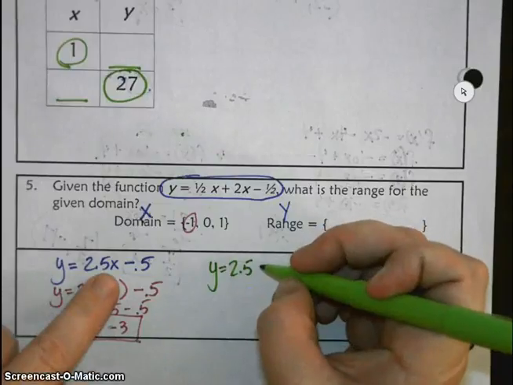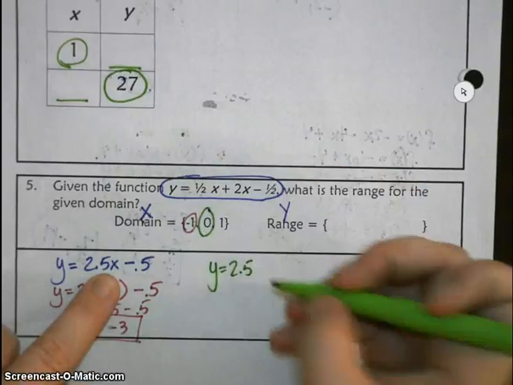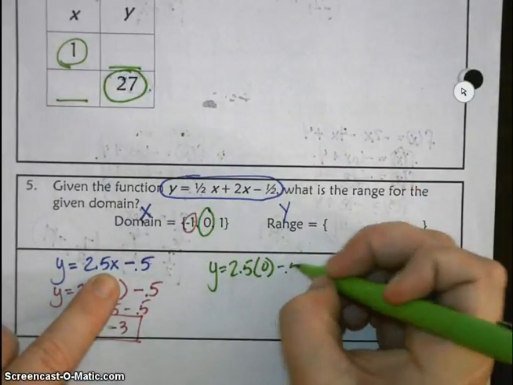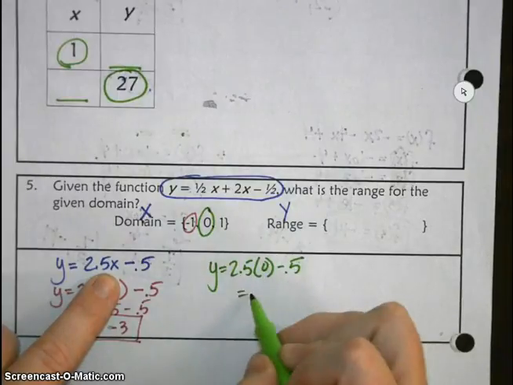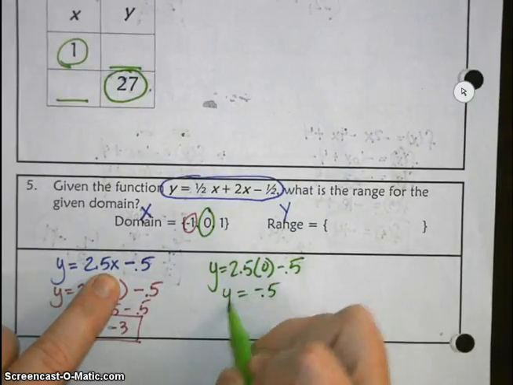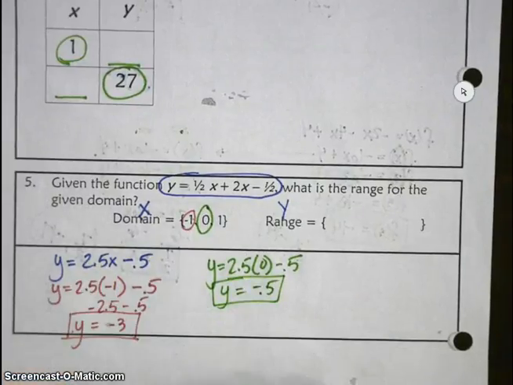So here, y equals 2.5. Instead of x this time, I'm going to put a 0. So times 0 minus 0.5. Anything times 0 is 0, minus 0.5 is negative 0.5. So that's the second value.